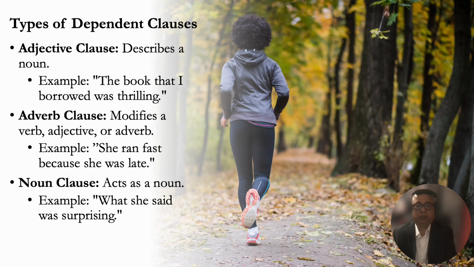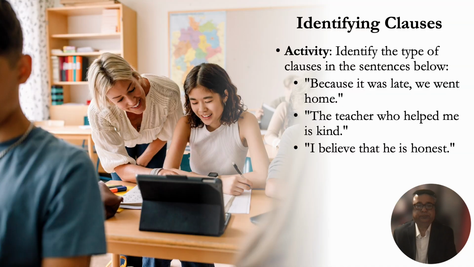A noun clause, it acts as a noun. Like what she said was surprising. This person said something, made a statement that surprised everybody. People were not expecting that sentence. So that is a noun clause. So there are adjective clauses, adverb clauses, and noun clauses. There are 3 different types of clauses.